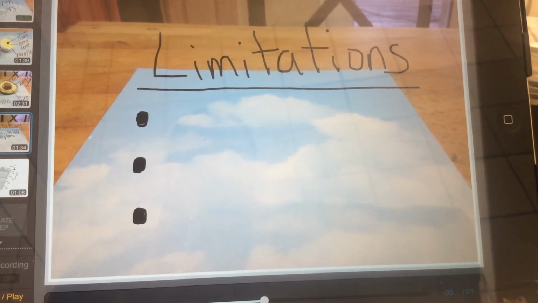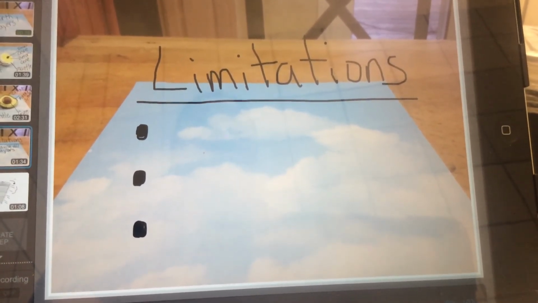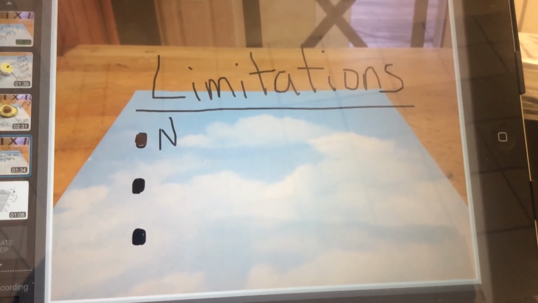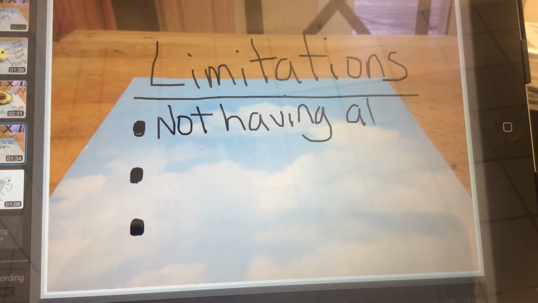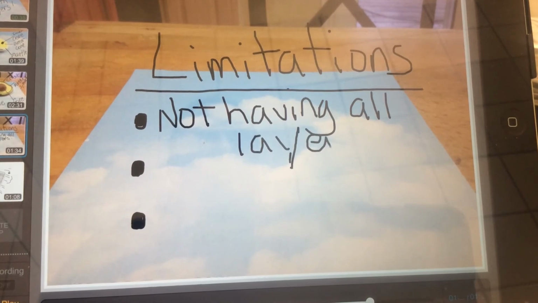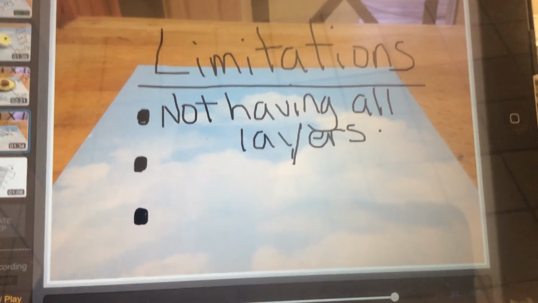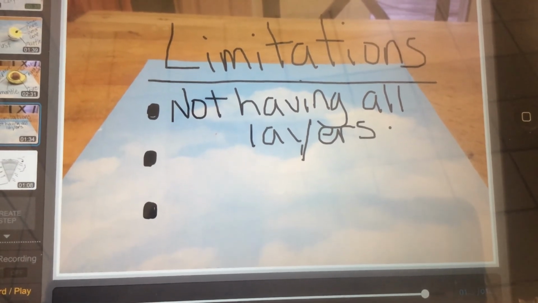And as you could tell when we were labeling these models, some of them had some layers and some did not. So I think maybe the first limitation could be not having all layers. Okay, so I want you to talk with your groups. I'll give you about 5 minutes, maybe 3 to 5 minutes. Come up with 2 more limitations, and we'll go around the room and discuss those.